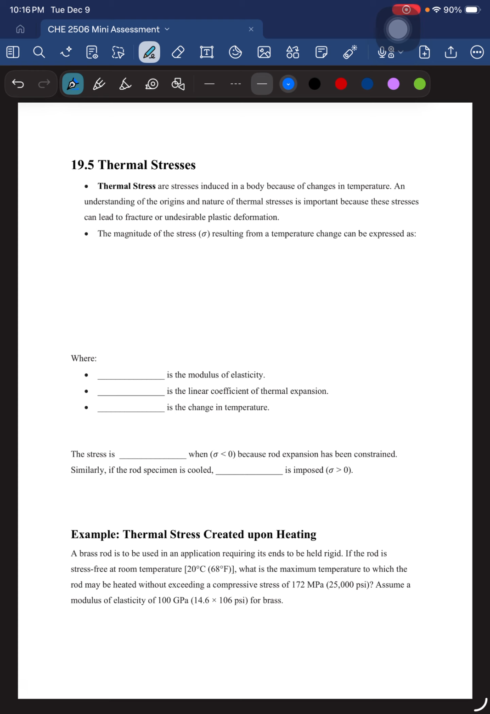And the last one that I'll be talking about would be thermal stress. Thermal stresses occur when a material wants to expand or contract due to temperature changes, but something is preventing or constraining it. The magnitude of the stress resulting from temperature change can be expressed as follows.